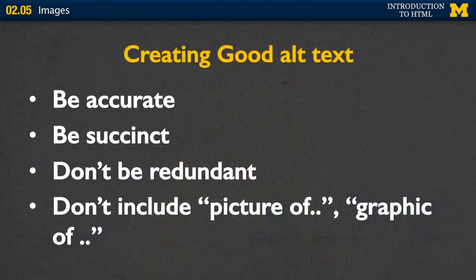So the first one, be accurate. It's pretty self-explanatory. Only put things that specifically define the image that you're looking at. By be succinct, that means don't go on and on. Really, it's supposed to be a quick kind of idea of what the picture's about. When we talk about don't be redundant, what we're saying is don't include alt text that's already in the content of the page. If you have the image and in a paragraph underneath it, you describe it in detail, don't put that same content into the alt text. And finally, the one of don't include picture of, graphic of, that really goes back to just being succinct.